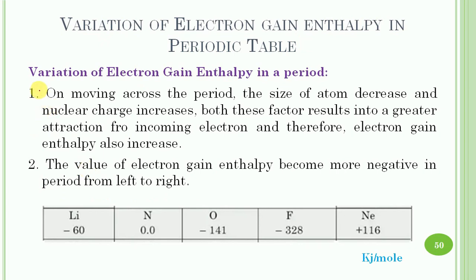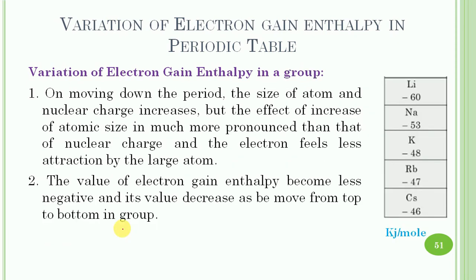Periodic trend. The first one is the variation of electron gain enthalpy in a period. On moving across a period from left to right, the size of the atom decreases, and the nuclear charge increases. Both these factors result in greater attraction for the incoming electron. Therefore, electron gain enthalpy becomes more and more negative as we move from left to right in the periodic table.